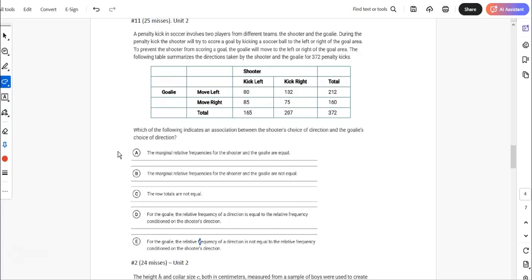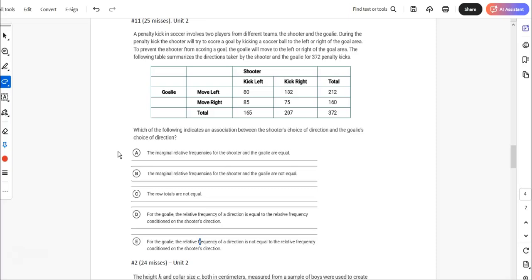A penalty kick involves 2 players from different teams, the shooter and the goalie. During the penalty kick, the shooter would try to score a goal by kicking a soccer ball left or right. They're always trying to guess if it's left or right. To prevent the shooter from scoring a goal, the goalie will also guess. Well, I guess the goalie is more guessing. The person who's kicking it tries to make a good decision there, I guess. They're going left or right. The following table summarizes all the actions there.